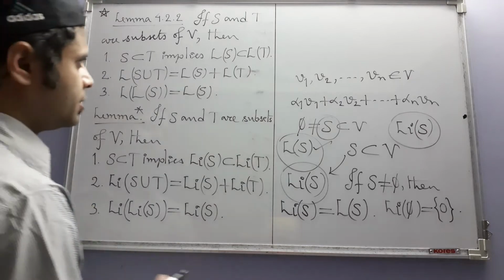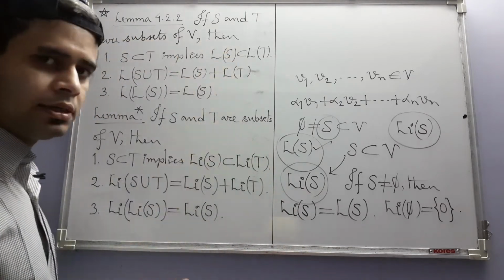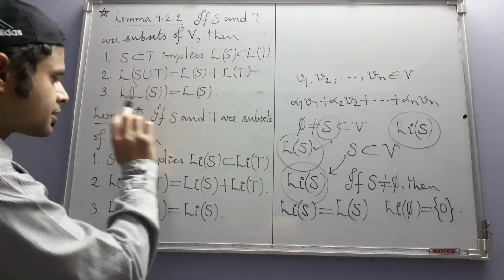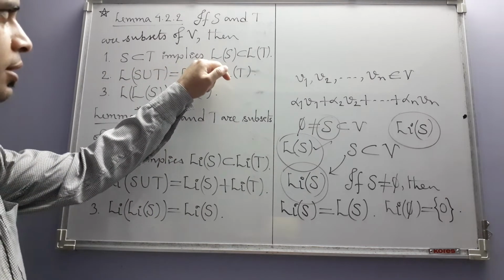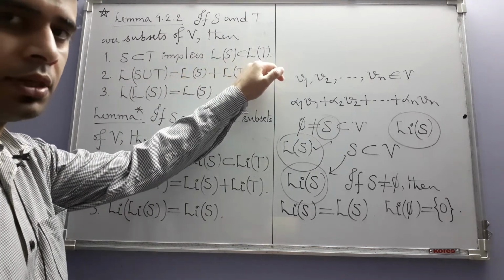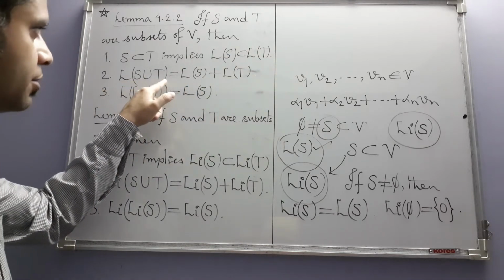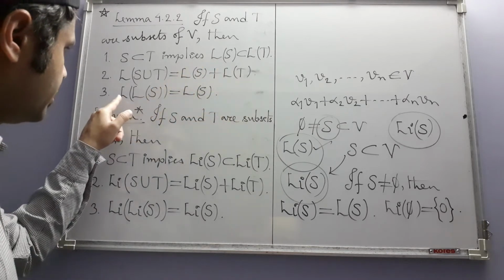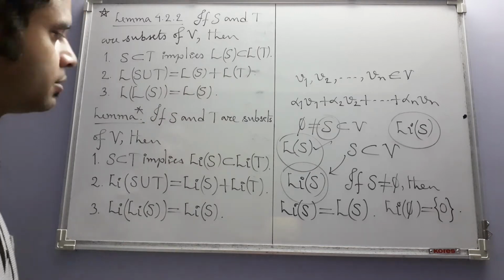Then after having these things, we saw this lemma that if S and T are some two subsets of V, then these facts are true. If S is a subset of T, then the linear span of S is a subset of the linear span of T. Linear span of the union of S and T is the sum of their linear spans, and the linear span of the linear span of S is the linear span of S.